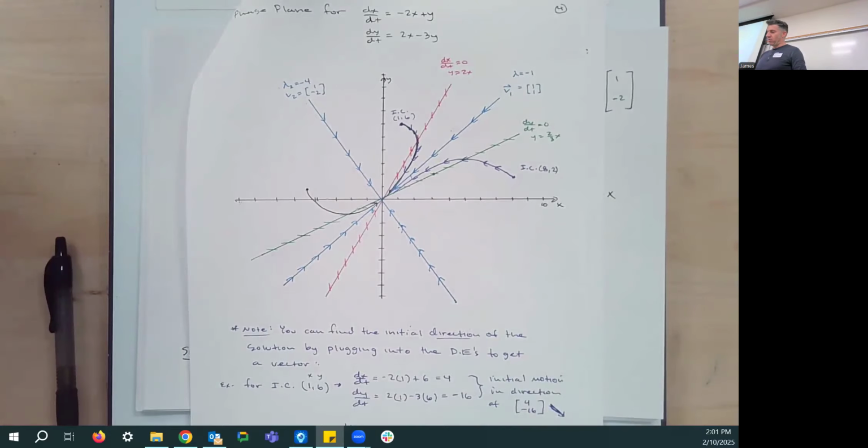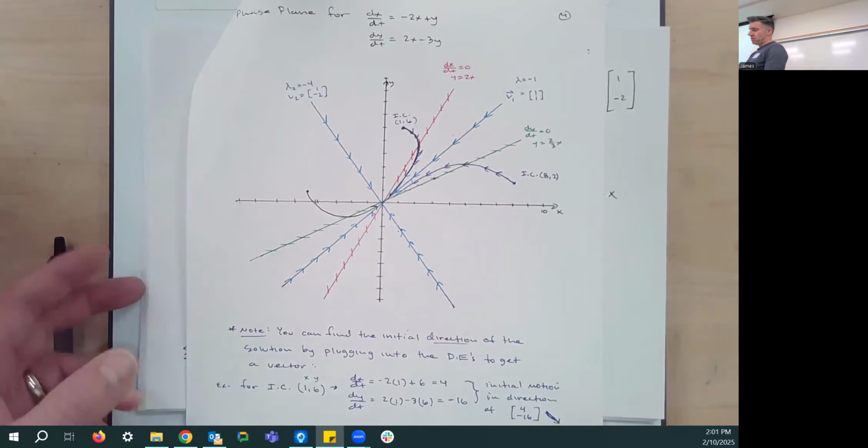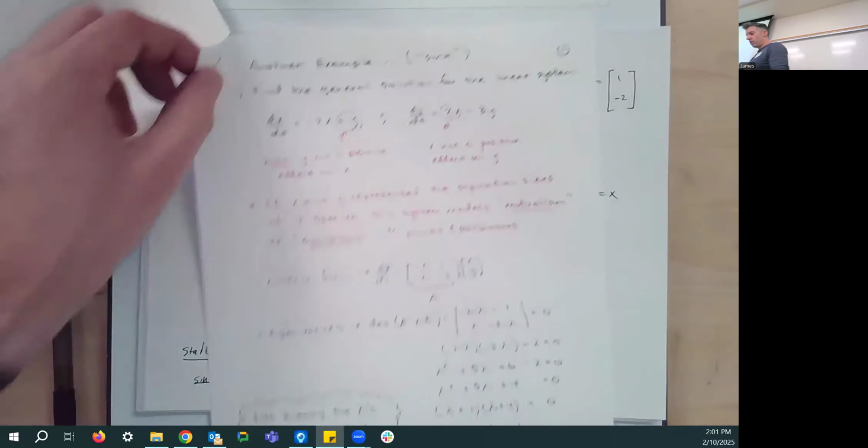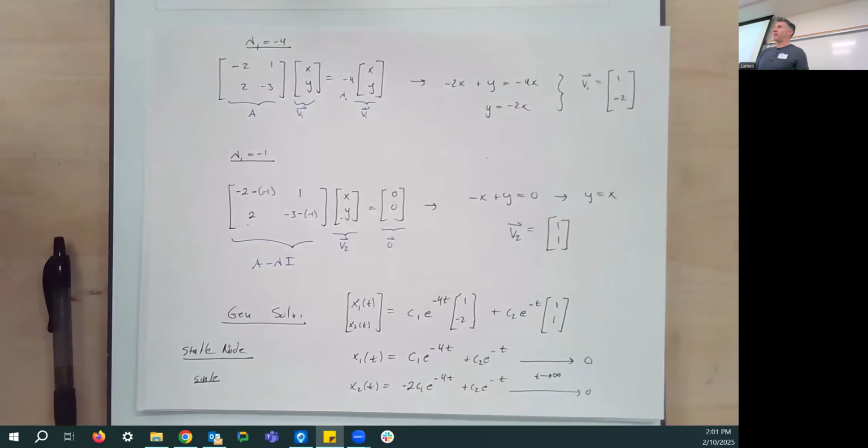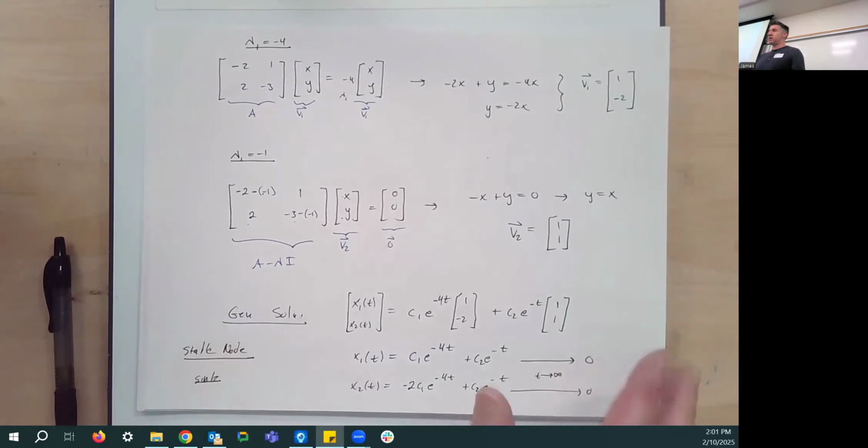All right, stop talking. Office hours as usual. I think on Wednesday we'll start classifying. We'll talk more about classification, because a lot of the time what we do is, here's a system, don't solve it, just tell me what kind of equilibrium we have, whether it's a stable node, an unstable node, a saddle, and so on.